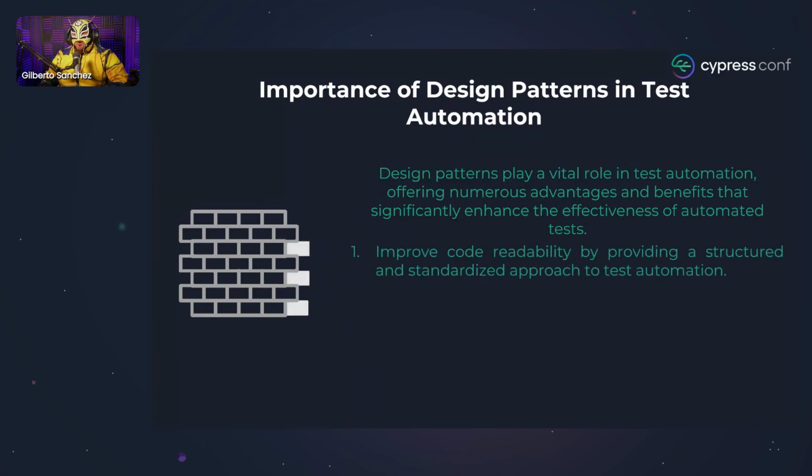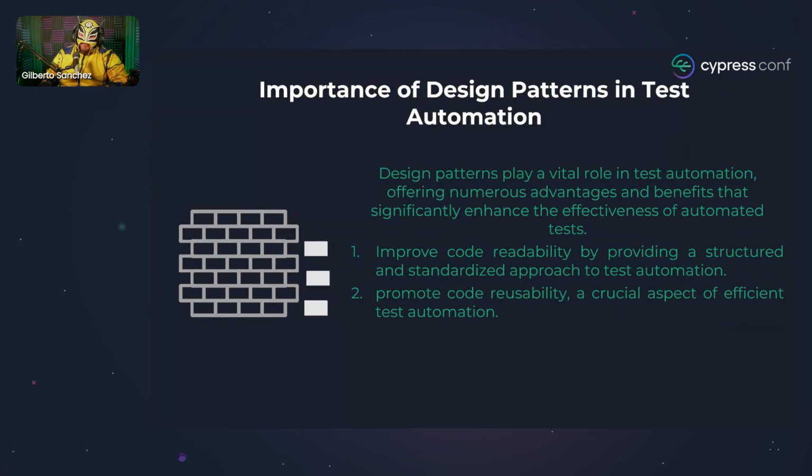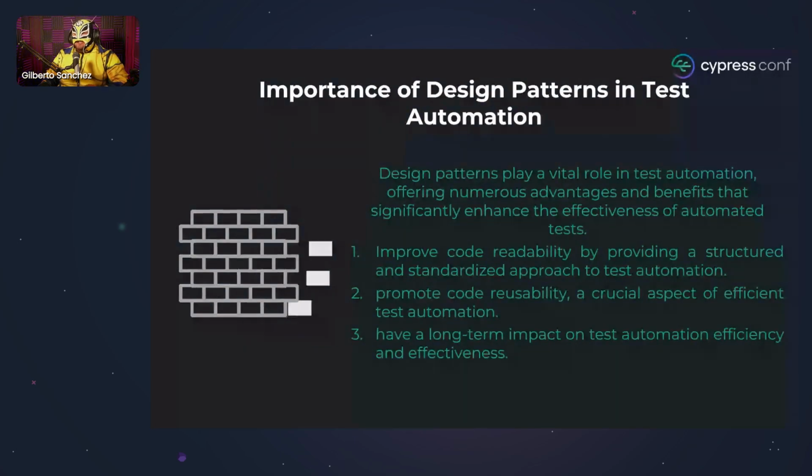The first is improved code readability, by providing a structured and standardized approach to test automation. And the second is promoting code reusability, a crucial aspect of efficient test automation, with a long-term impact on test automation efficiency and effectiveness. When we are creating our test automation strategy, even a manual automation strategy, we need to take care of these two words, efficiency and effectiveness, because that will give us very good results when we start automating and complete our test automation: reducing cost, reducing headaches, reducing problems, and trying to maintain the framework or the automation project.